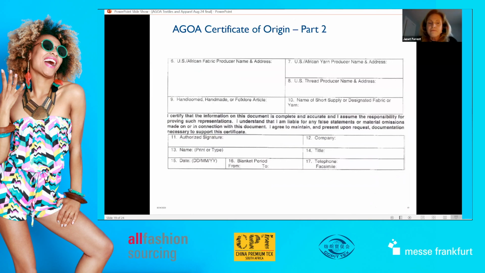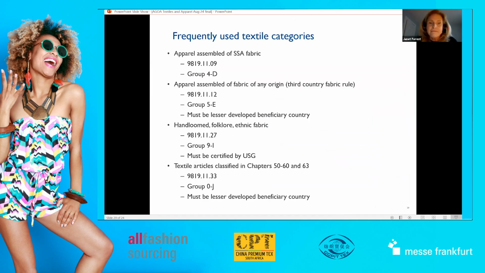This is just the rest of that form. So these are the most frequently used textile categories. Group 4D, and you can find that on that textile certificate of origin, is for apparel assembled of sub-Saharan African fabric. But AGOA provides a more generous rule, and that is in Group 5E, and apparel can be assembled from fabric of any origin. This is referred to as the third country fabric rule.